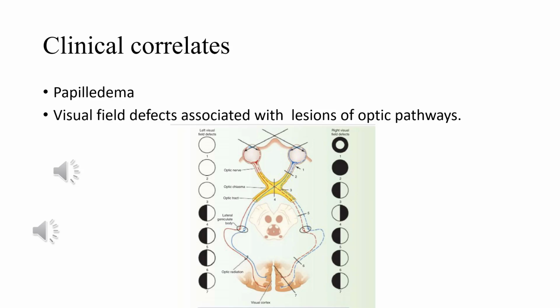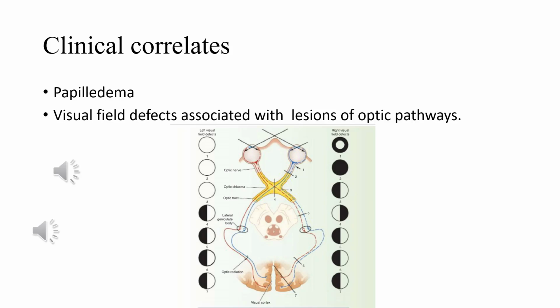So if there is a lesion at the retrobulbar level, that is just behind the eyeball on the right side, then there will be circumferential blindness in the right eye. The central field of vision of the right eye will be lost, but there will be no effect on the left eye because the lesion is just behind the right eyeball and not at the left eyeball.